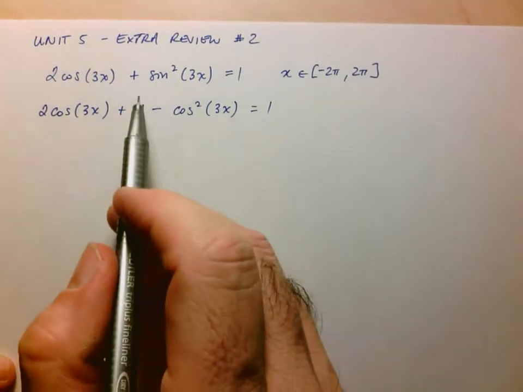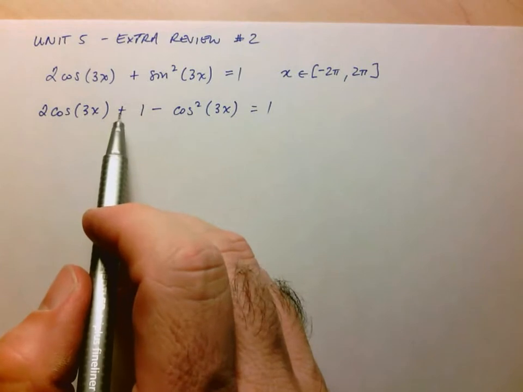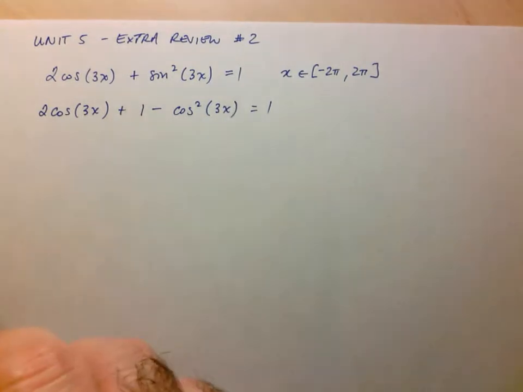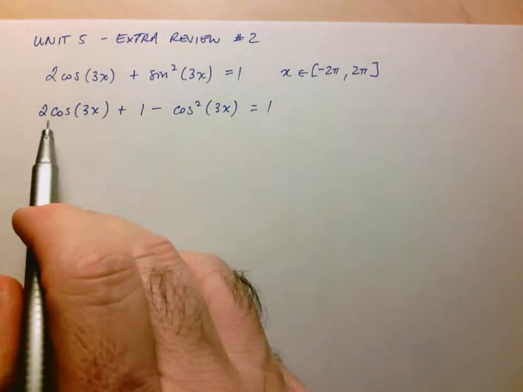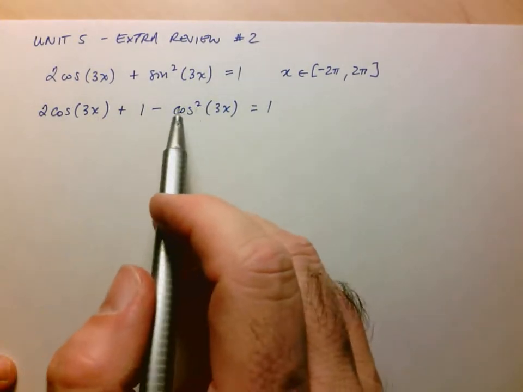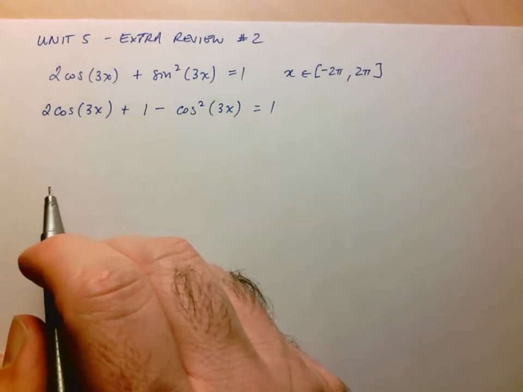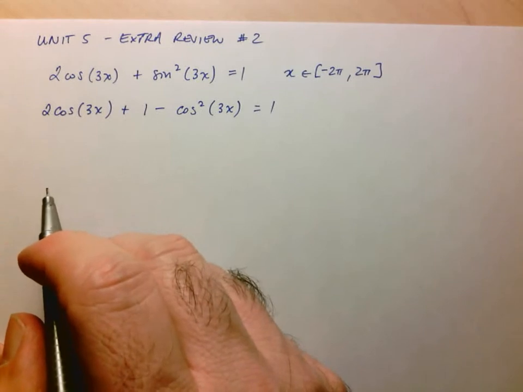Now notice here I didn't bother putting brackets because I had an addition, but you might want to do that if you ever forget to do it when there's a subtraction there. And so now I've got something which looks a lot more familiar. This looks like a quadratic trigonometric equation. So let's bring everything to one side.